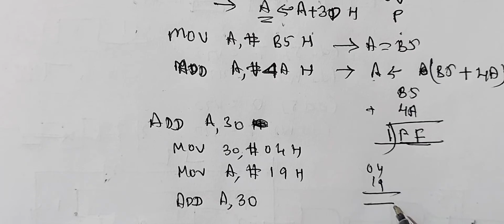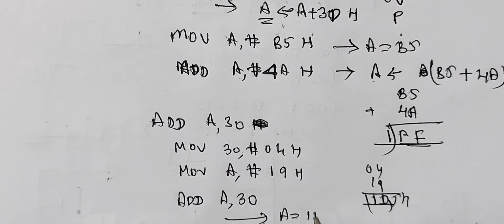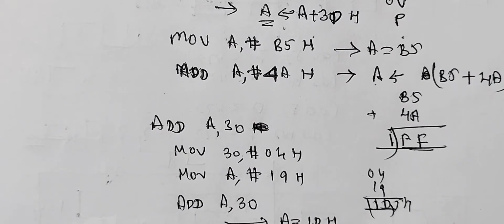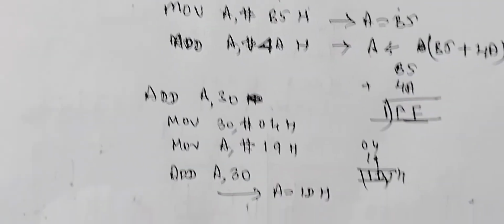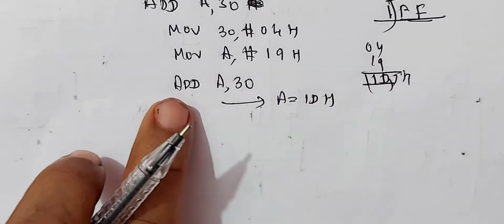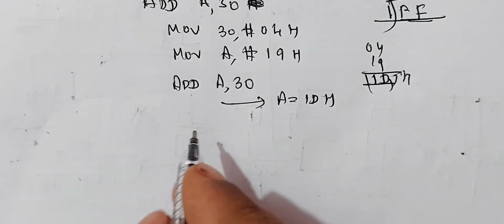13 means A is 10, B is 11, C is 12, D is 13. So the result is 1DH. Therefore, now A contains 1DH. I am just adding the numbers. Similarly, you can apply the add instructions for all other types of addressing mode.